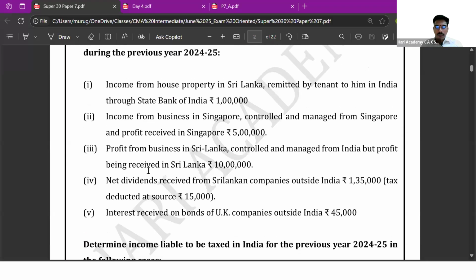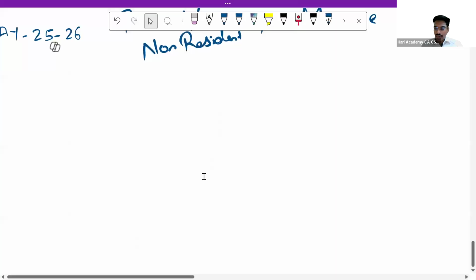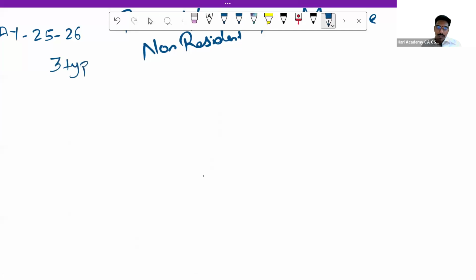What we have to do in this question is determine the income liable to be taxed in India for the previous year 24-25 in the following cases: if he is a resident and ordinary resident, and second, if he is a resident but not ordinary resident. As you all know, totally there are 3 types of residents: resident and ordinary resident, resident but not ordinary resident.